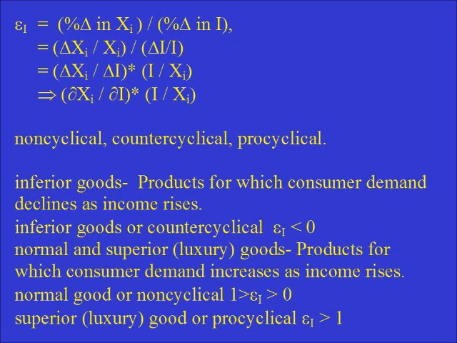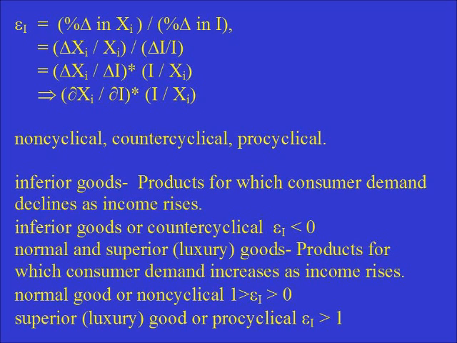The next type of good we want to talk about are non-cyclical goods. These are also known as normal goods. When income rises, we buy more of these goods, but the percentage change in the quantity demanded for these goods usually is less than the percentage change in our income.